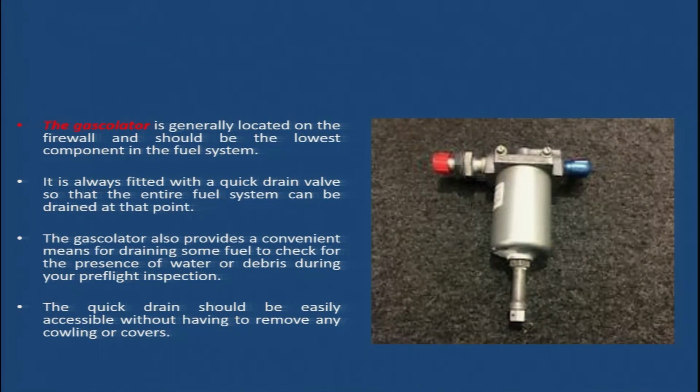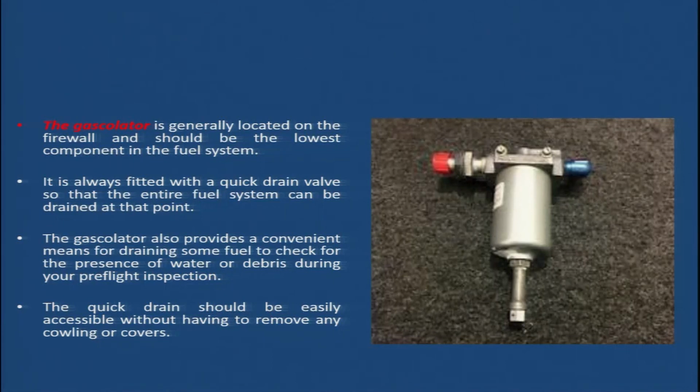The quick drain should be easily accessible without having to remove any cowling or covers. So for ease of maintenance, the quick drain should be easily accessible so that we are not required to remove the engine cowlings all the time, and a fuel sample can be easily taken for a pre-flight inspection.